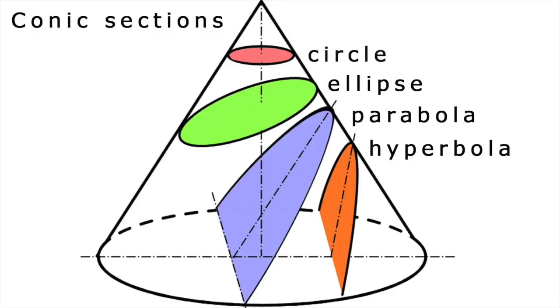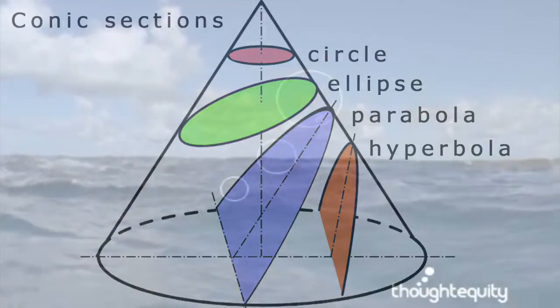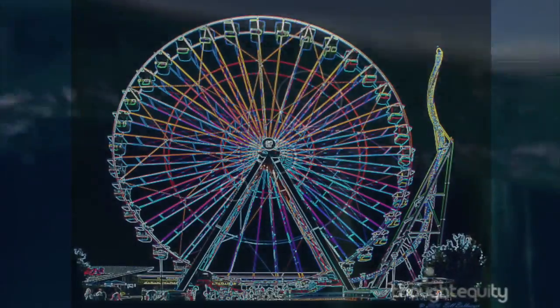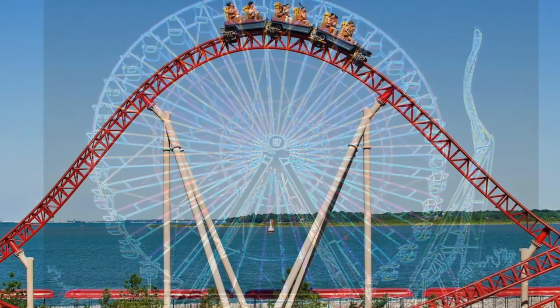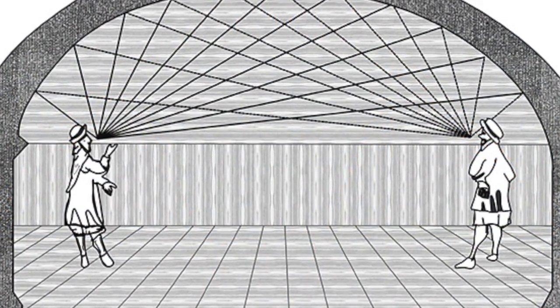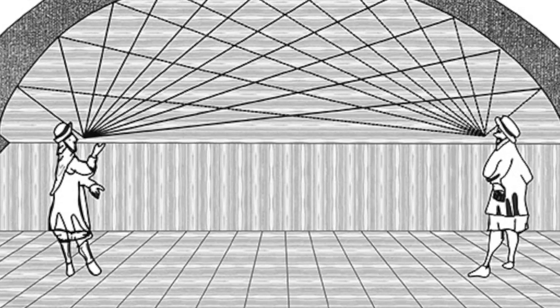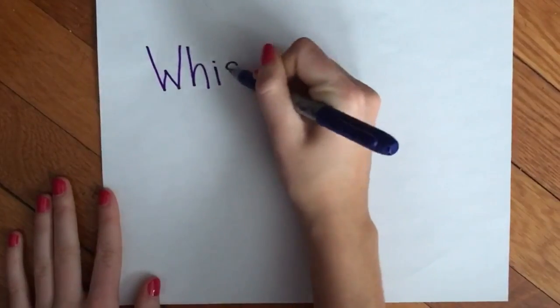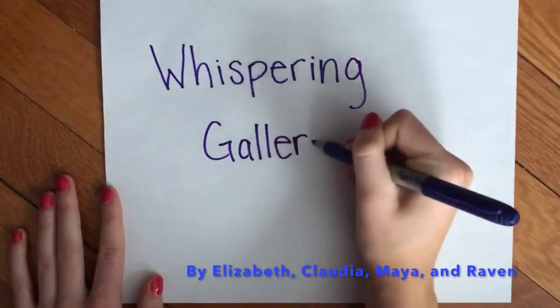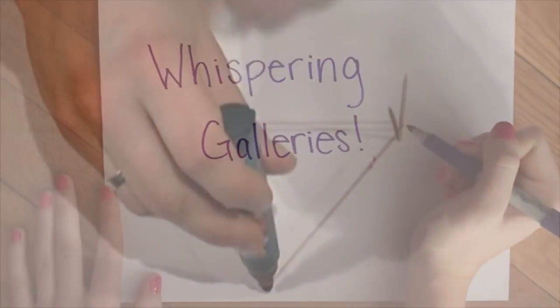There are four types of conics: hyperbolas, ellipses, parabolas, and circles. These conics have many real-world applications and can be seen all around us every day. Now, imagine hearing another person who is standing on the opposite side of a large room or building perfectly clear. In this video, we will discuss ellipses and whispering galleries, how and why they work, the history of them, and where they can be found around the world.